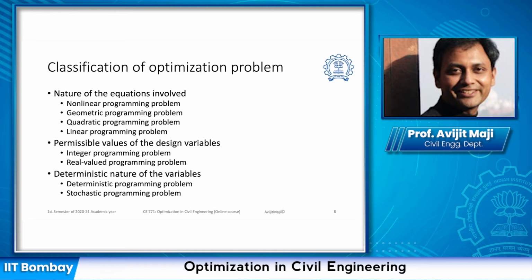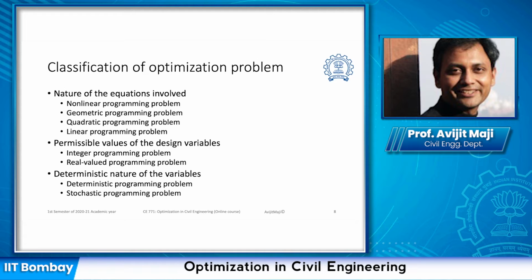Now if we look into the permissible values of the design variables, we'll find that an optimization problem can be considered as either an integer programming problem or a real valued programming problem. In an integer programming problem, the design variables or decision variables represent only integer values. Sometimes this integer value could be only 0 and 1. In those cases it becomes binary, otherwise it becomes an integer programming problem.